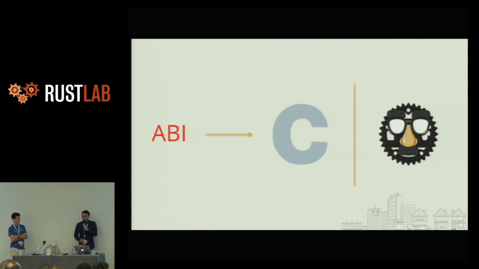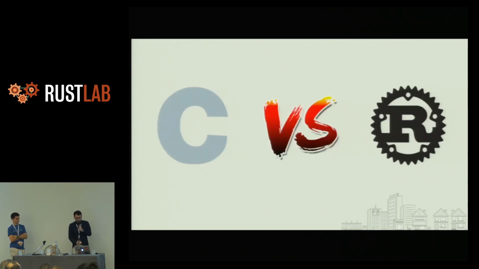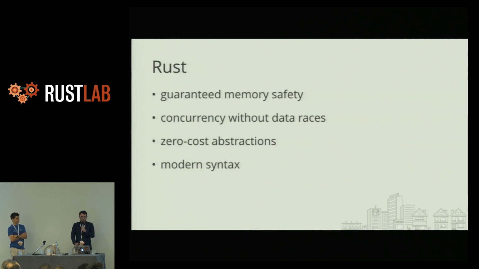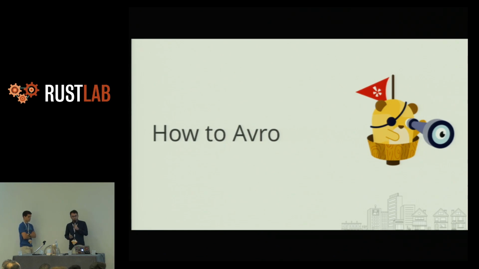So before we go into the details, let me explain to you why we decided to go for Rust instead of C. Well, this is a Rust conference, so I hope that everything I'm saying is pretty obvious. Rust: guaranteed memory safety, concurrency without data races, zero cost abstractions, modern syntax, awesome tooling, really awesome tooling, man, Cargo is fantastic. Like, it's really great. And also the community and all the tools and the language, like literally you have everything in Rust to be successful. So why not? Now, back to how to Avro.